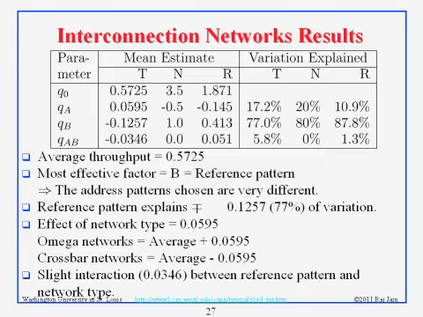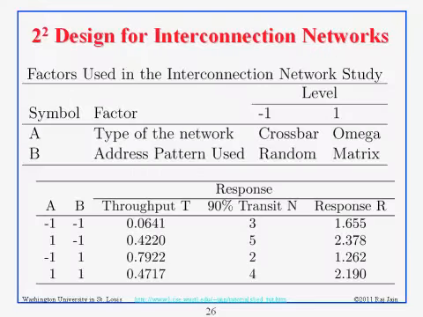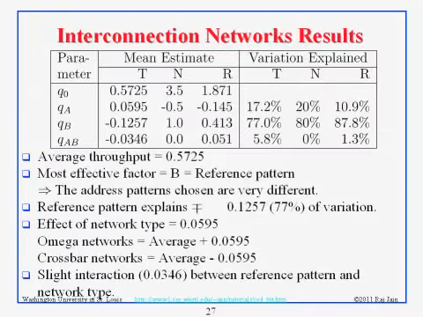Now here's the interesting thing. Address pattern is something that you're not designing. You're designing the interconnection network, and you're trying to decide whether I should use a crossbar or omega. And it turns out the answer is it doesn't matter. Really what matters is the address pattern. If you don't know the address pattern, then your results will be wrong. So that is an important conclusion, that really the workload is so variable that it has an 80% effect on all three metrics that we were talking about.